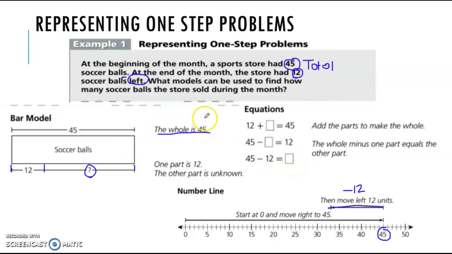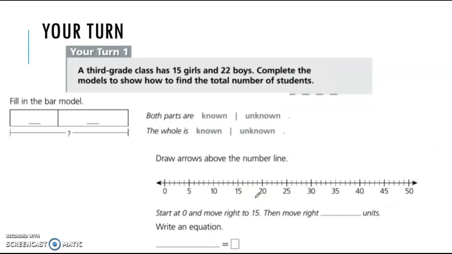So here are three different ways that I can represent a problem. Let's do one together. So a third grade class has 15 girls and 22 boys. Complete the models to show how to find the total number of students. So again, I want to find the total number of students. So my keyword off the bat is total. That means I'm going to add.